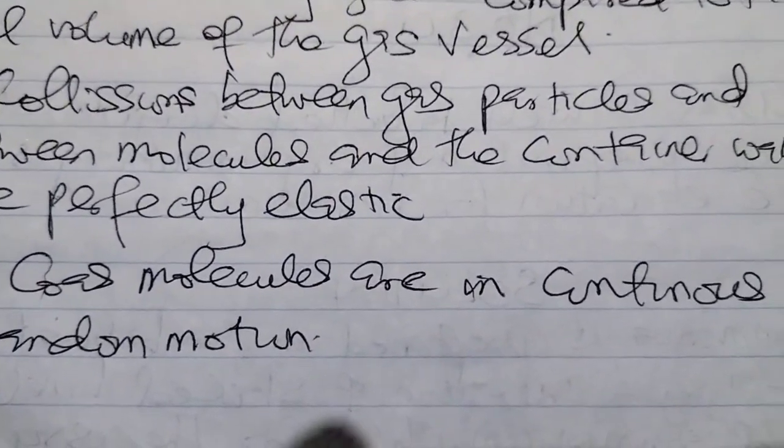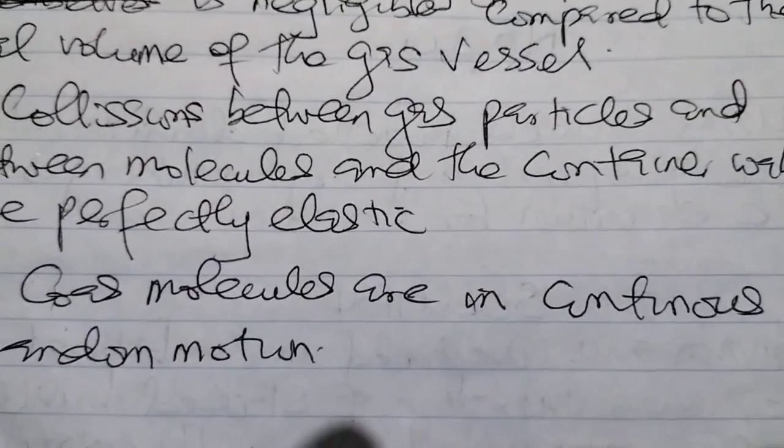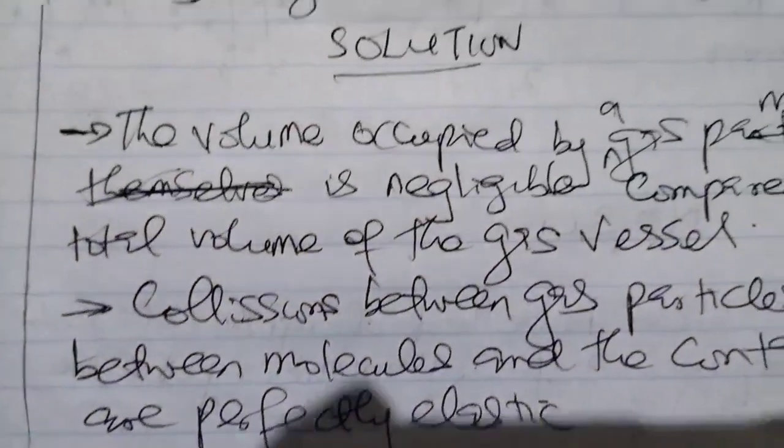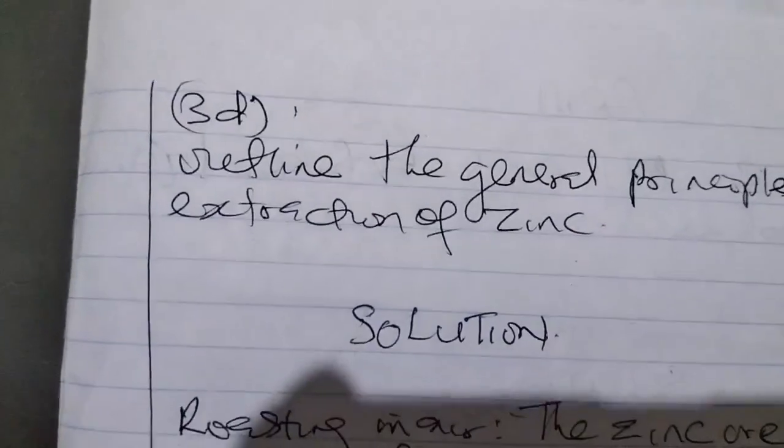Number 3, gas molecules are in continuous random motion. So these are the assumptions of the kinetic theory of matter. The other statements, we will have to choose 3 here.